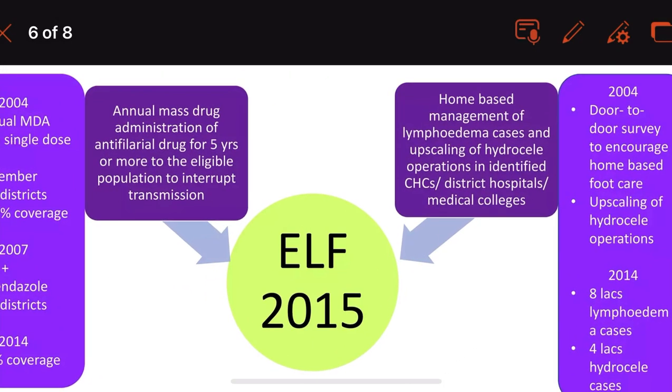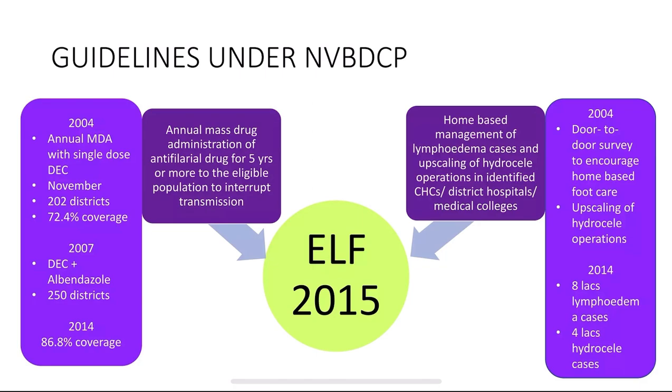So guys, what are you going to talk about here when you write about the guidelines under the National Vector-Borne Disease Control Program for the filariasis elimination? The first thing is the annual mass drug administration. The mass drug administration is done for a period of 5 years for the eligible population. Very simple, so that we interrupt the transmission. The next step again, home-based management, door-to-door visits, going to the people's home, giving them the services at their doorsteps. Home-based management of lymphedema cases, and we are also upscaling the hydrocele operations in identified CHCs, district hospitals, medical colleges, etc.